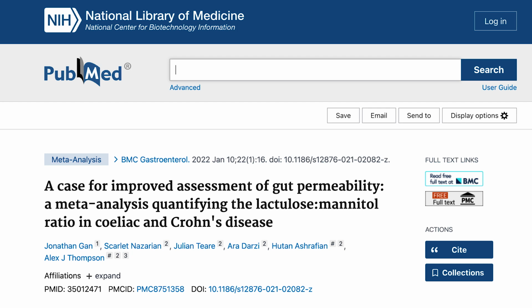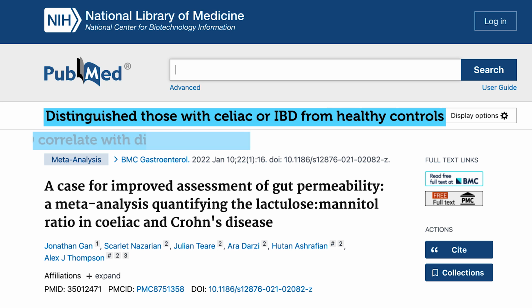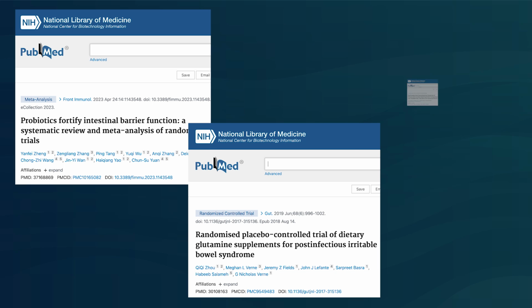A 2022 meta-analysis of 19 studies found there was an accurate ability to distinguish those with either celiac or inflammatory bowel disease from healthy controls, and this did correlate with disease activity. This test has also demonstrated that it will track with a successful treatment, looking at probiotics, glutamine, and the low FODMAP diet. So pretty impressive and pretty helpful.